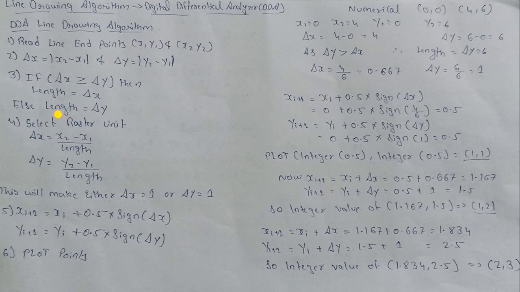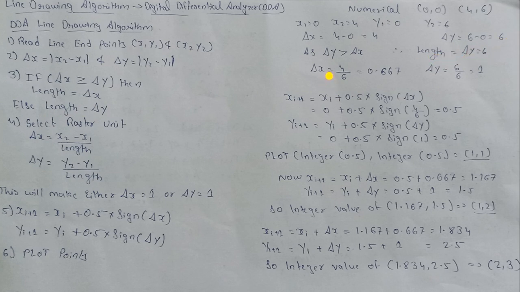So delta y is greater than delta x, so length equals delta y. Length equal to delta y equal to 6. Whatever the delta y value is, we will put it as the length value. So what is the delta y value? 6. So we put length equal to delta y equal to 6.